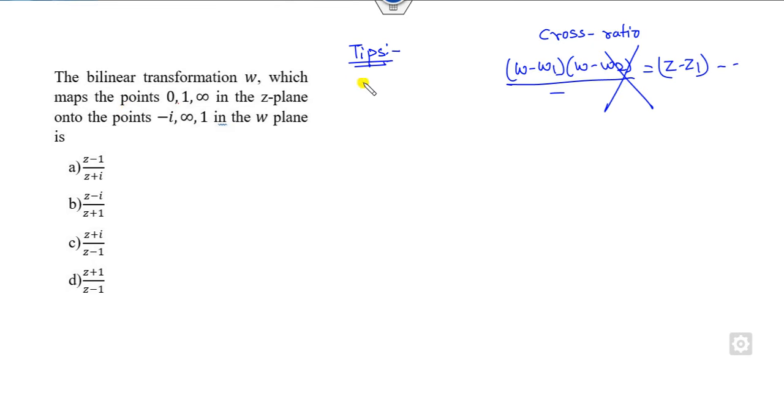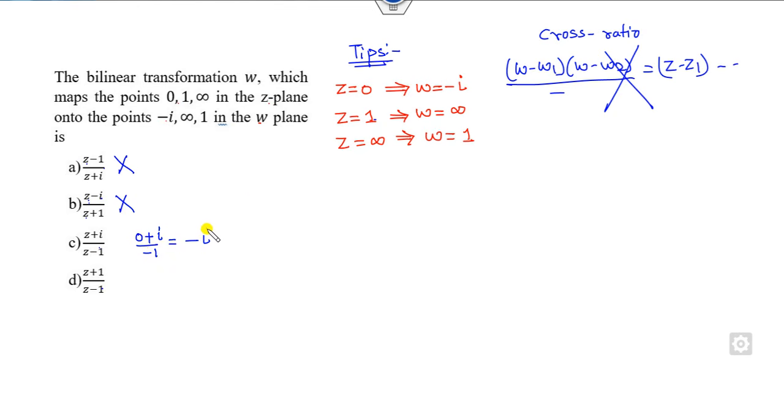What is given to you? Whenever Z is 0, then W will be minus iota. Whenever Z is 1, W will be infinity. Whenever Z is infinity, W will be 1. So look at which point is not satisfied. Whenever Z is 1, it is not infinity, so cancel. Whenever Z is 1, it's 1 minus iota over this. It is not satisfied. It is satisfied. Now look at that, whenever Z is 0, it is 0 plus iota over minus 1. It is minus iota, satisfied.